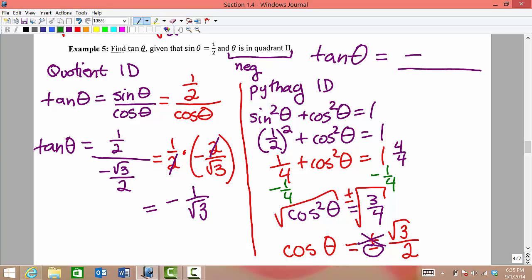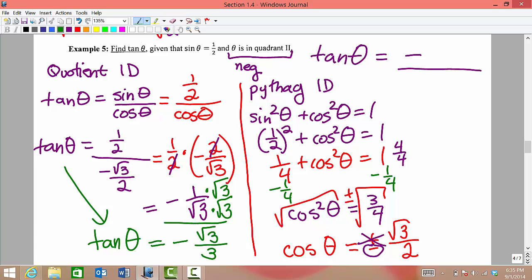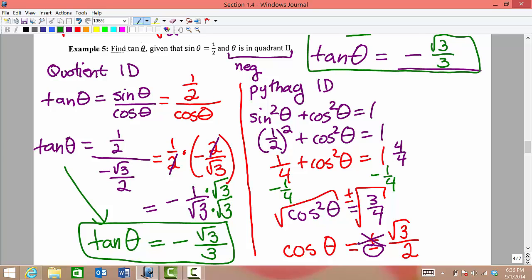Before we say this is our final answer, we want to get rid of that square root that's in our denominator. So we will multiply the top and the bottom by the square root of 3. So our final answer will be tangent theta is equal to negative square root of 3 all over 3. And that is what we knew, that tangent theta would be negative, and so this is a reasonable solution. So tangent theta is equal to negative square root of 3 over 3.